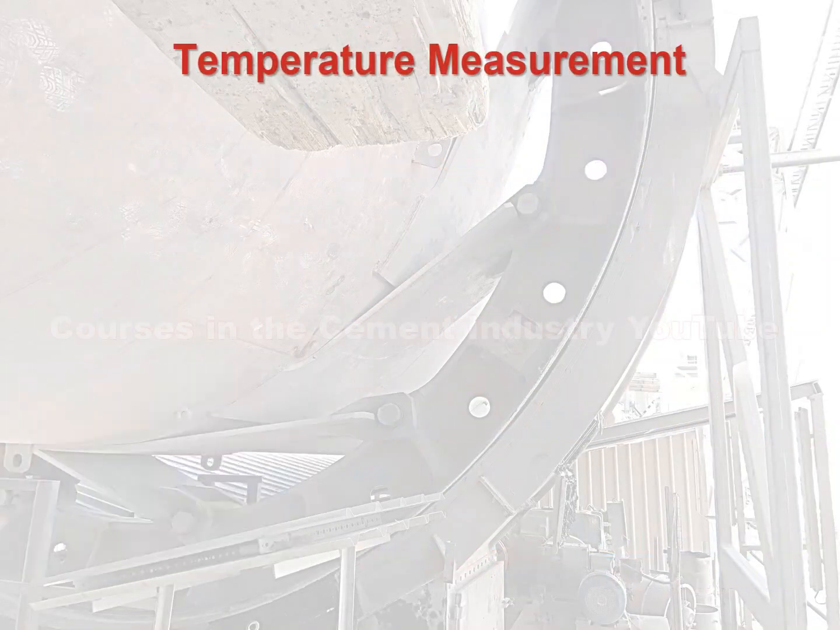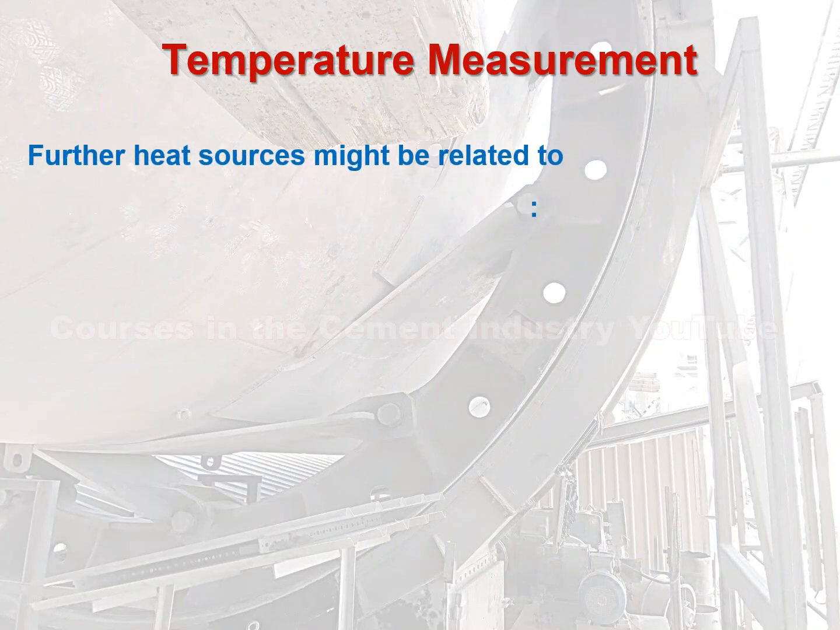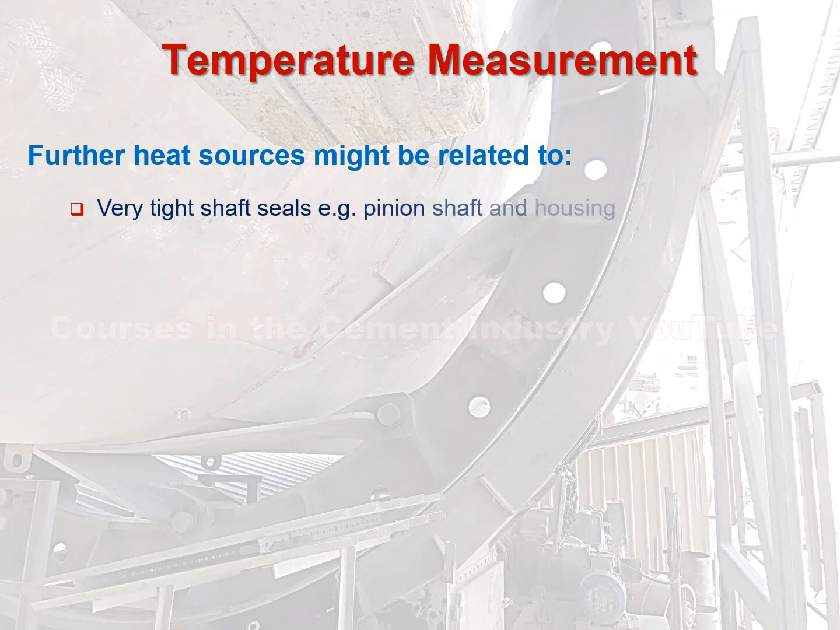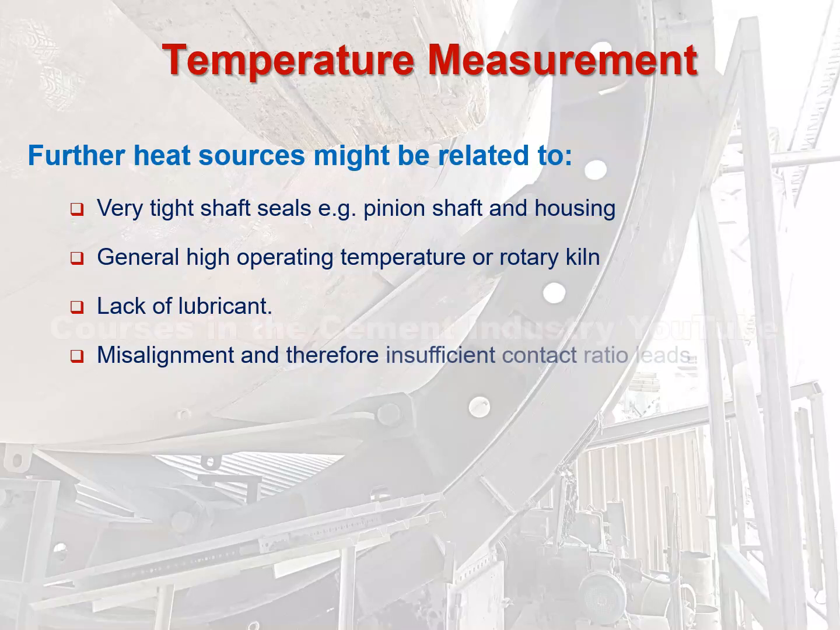Temperature measurement. Further heat sources might be related to: 1. Very tight shaft seals, pinion shaft and housing. 2. General high operating temperature of the rotary kiln. 3. Lack of lubricant. 4. Misalignment and therefore insufficient contact ratio, which leads to partial overloading of specific areas.